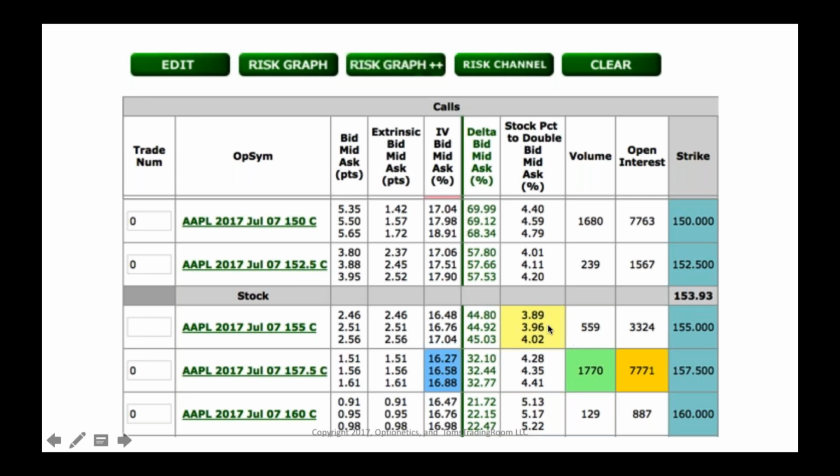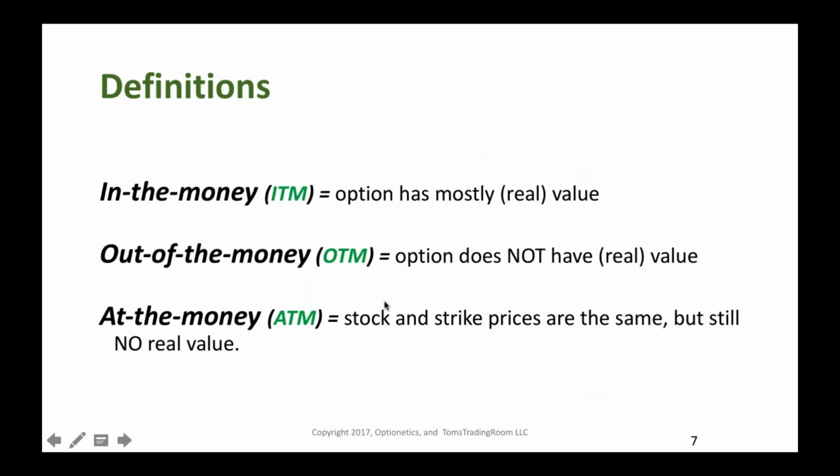Everywhere there's a color code, that means something, all right? Lowest volatility, blue. Lowest percent to double, yellow. Highest volume, green. Highest open interest, orange, right? It's found on everything that we offer on the tools.